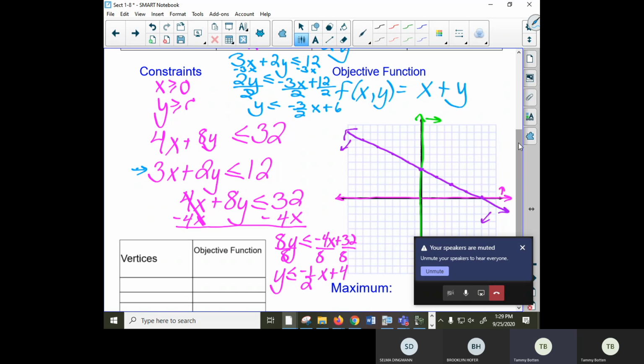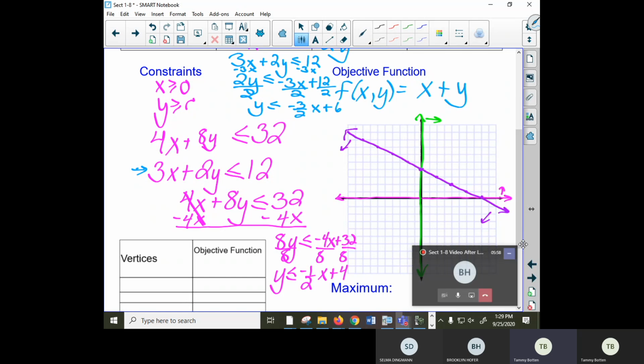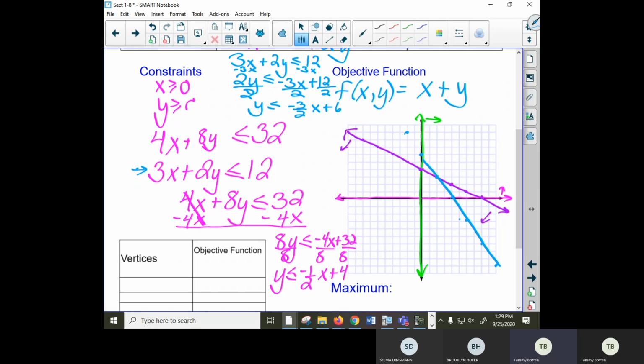Okay, so now what we're going to do is go up to 6, go down 3 over 2, down 3 over 2, down 3 over 2, and again it's a solid line. And then draw a straight line through there. Okay, and again this one is less than, so it's going to be below.